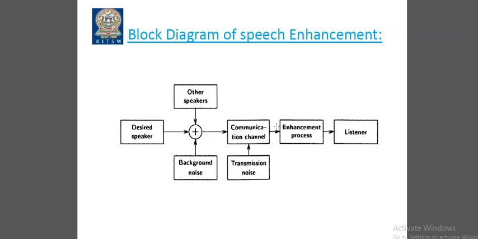In the enhancement process, you need to imagine the situation that you are developing an algorithm in such a way that it has to identify the unvoiced portion, or the noise portion, and that has to be reduced, so that the quality of the speech signal we produce at the output of the enhancement process is good, and the listener will comfortably get what the speaker wants to convey. So these are the important blocks you need to understand for speech enhancement.